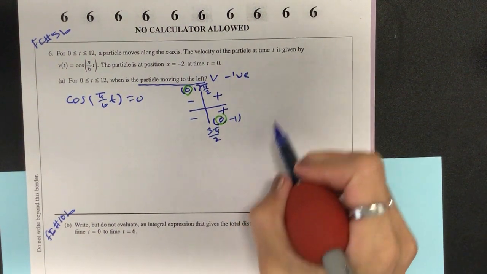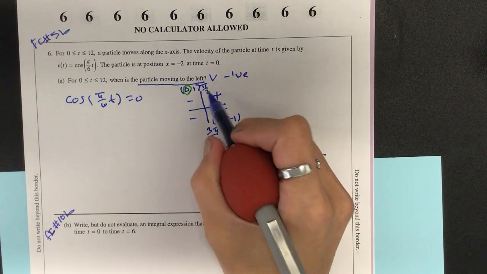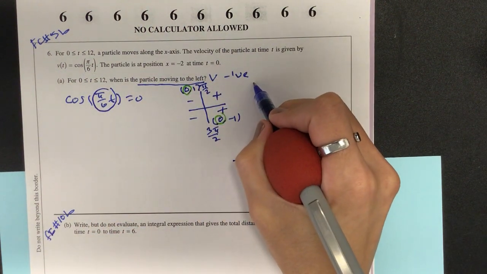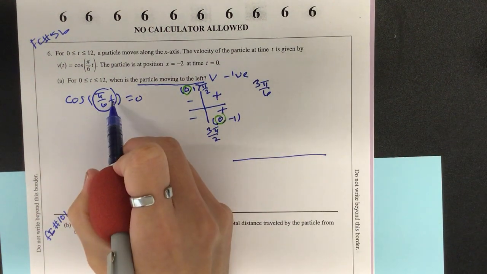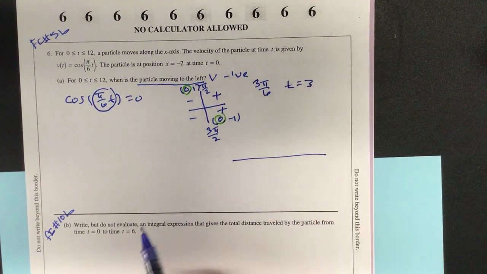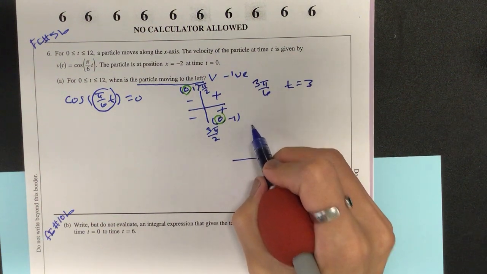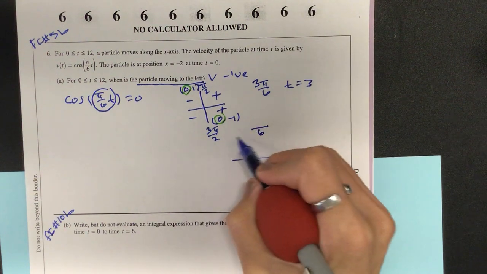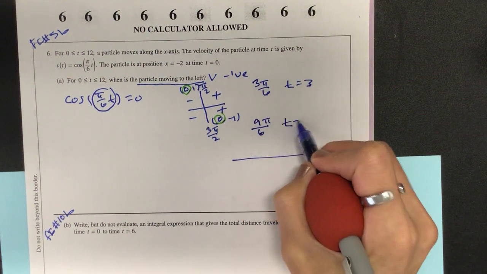So on my number line, my critical point is at π/2, but I want to make that into a common denominator. Isn't π/2 the same thing as 3π/6? Yes? So that means t has to equal 3 for this to become 3π/6. So I'm going to say t equals 3. And my other common denominator is going to be how many π/6? 3π/2 is the same thing as 9π/6, so that means my t is equal to 9.